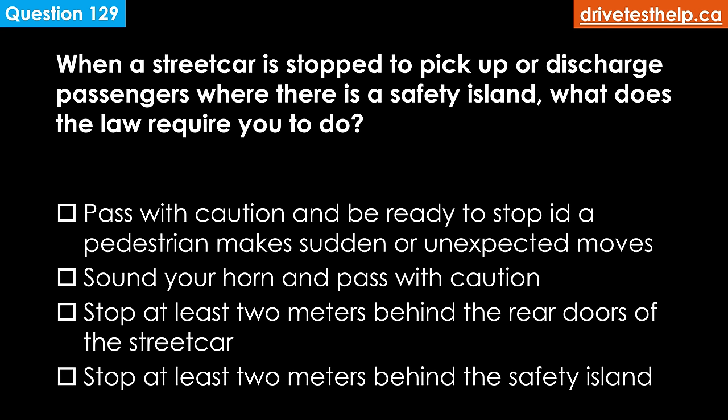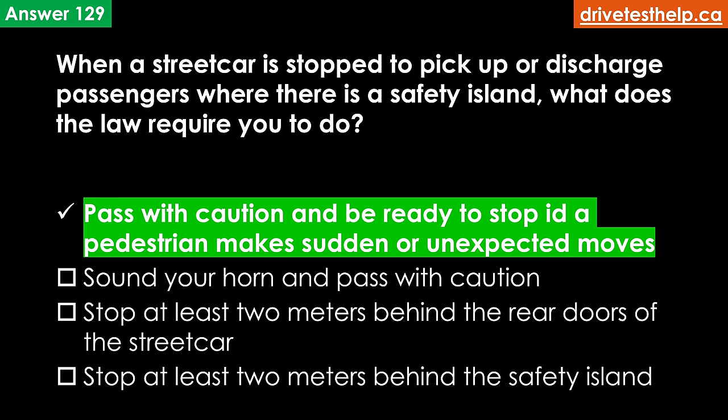When a streetcar is stopped to pick up or discharge passengers where there is a safety island, what does the law require you to do? Pass with caution and be ready to stop if a pedestrian makes sudden or unexpected moves. Sound your horn and pass with caution. Stop at least 2 meters behind the rear doors of the streetcar. Stop at least 2 meters behind the safety island. The correct answer, pass with caution and be ready to stop if a pedestrian makes sudden or unexpected moves.